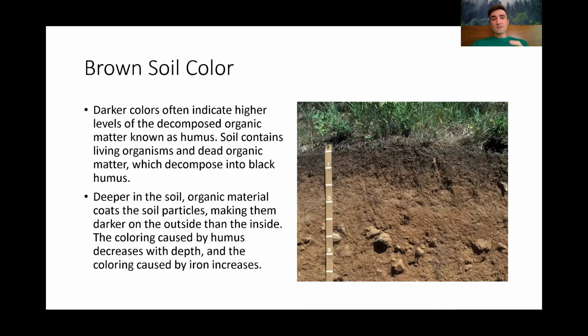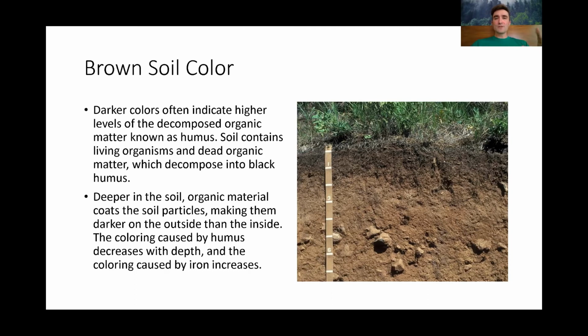Now, on the brown side, brown soil color is what we typically think of, and that's often created by the good stuff, which is the organic matter and the humic acid, usually darkest at the very top, and then as it goes down, there's a gradient, and it gets lighter and lighter as you go. So the darker the color usually indicates the higher amount of decomposed organic matter, and we typically refer to that as just humus. So the humus is dark, and the more humus, the darker the soil.